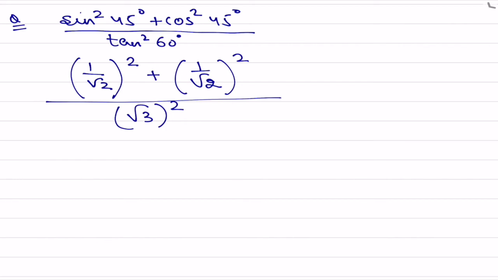Why is this exercise easy, children? Because if you know the table, you have to just pick up the values from the table and substitute in the equation. So 1 by root 2 whole square is 1 by 2, plus 1 by 2, upon 3. Half plus half is 1. So 1 by 3. This is your answer. That's it. I'll do one more question.